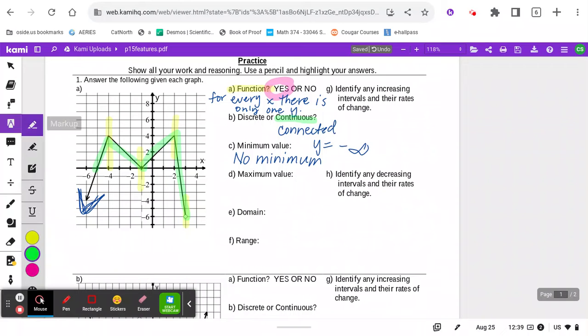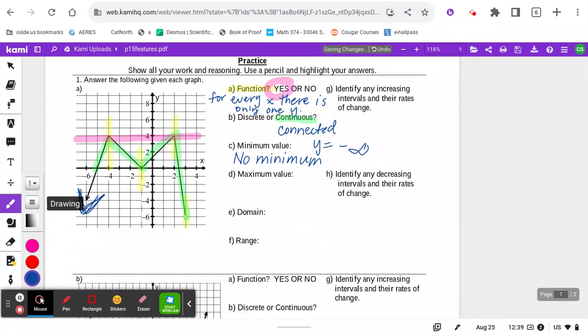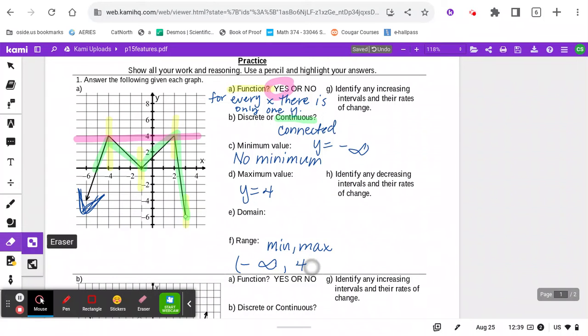Maximum is the highest the graph goes, so that would be right here, y equals 4. And then down here for the range, it goes from the min to the max. So since we just got those, we could say that the range goes from negative infinity up to 4. Negative infinity always gets an open bracket, and 4 is included, so we put a closed bracket. If 4 was an open dot up there, we'd put an open bracket, but it's not.